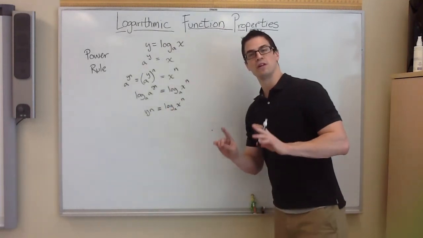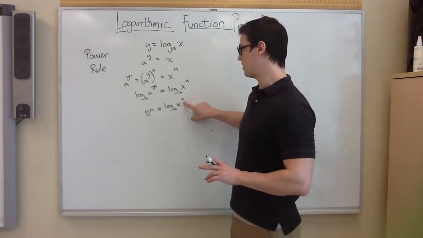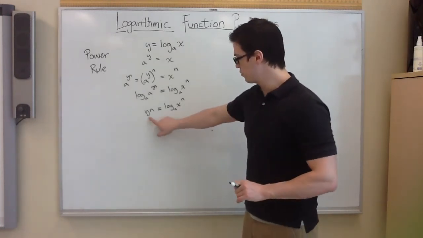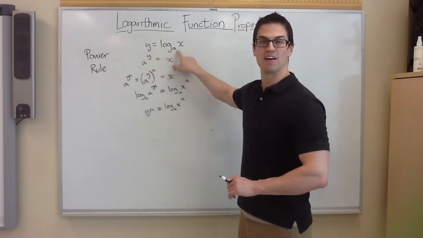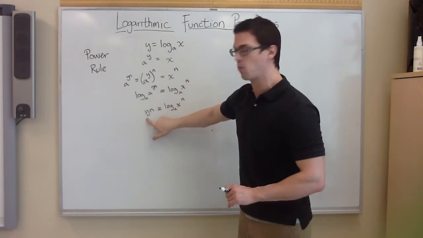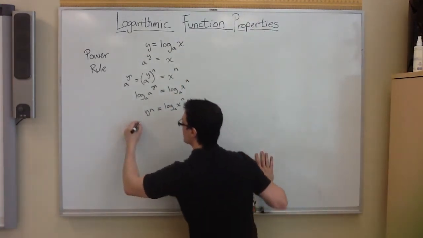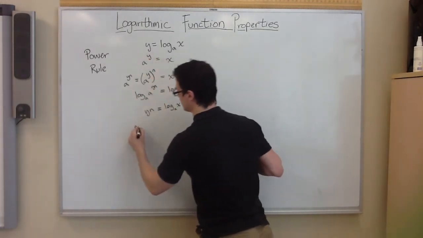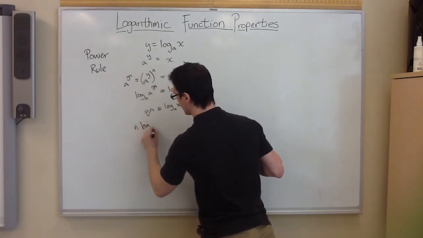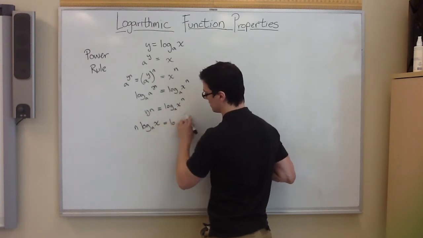Now here's where the power rule gets really powerful. Whenever you see a log base a of x to the n, with this n power here, there's a way of simplifying it. That's what we're going to do right here. It's y times n. Well, y is equal to log base a of x, so I substitute this in for y and multiply it by the n. So I do n times log base a of x, equals, and I'm just dropping this down, log base a of x to the n power.